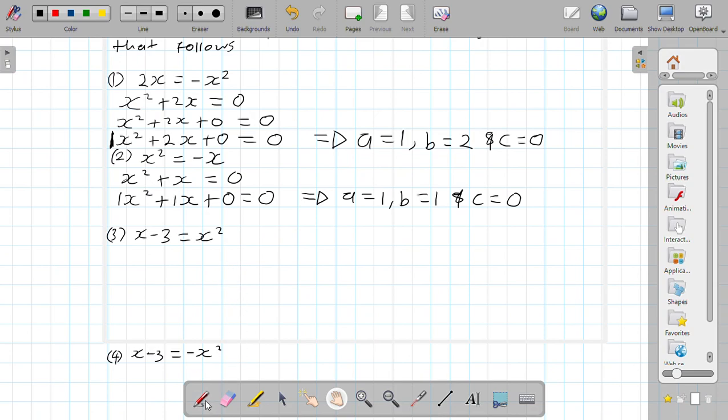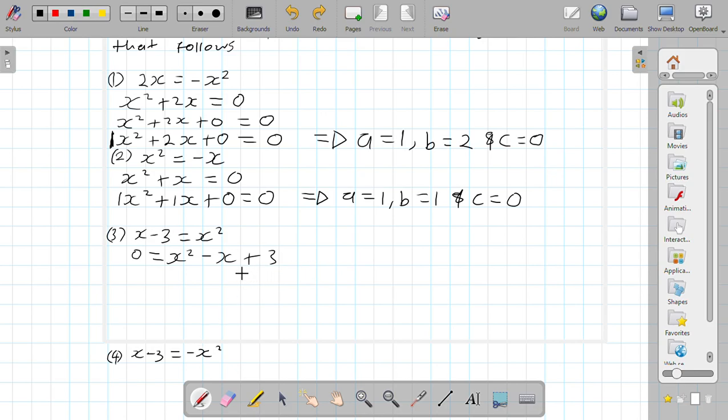So for that, you're going to transpose your left expression, meaning on the left you will be left with 0 if you move this part to the right. To do that, on the left we'll have 0 is equal to x squared minus x plus 3. You get the story there?